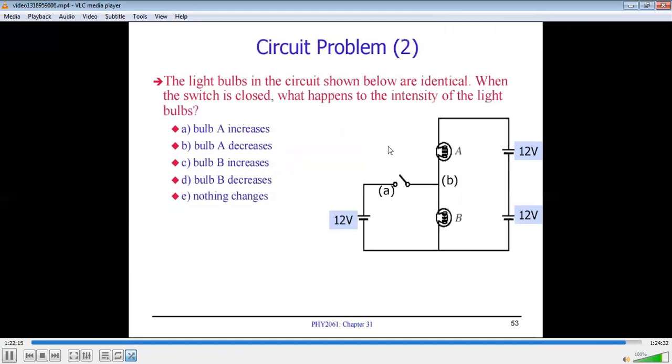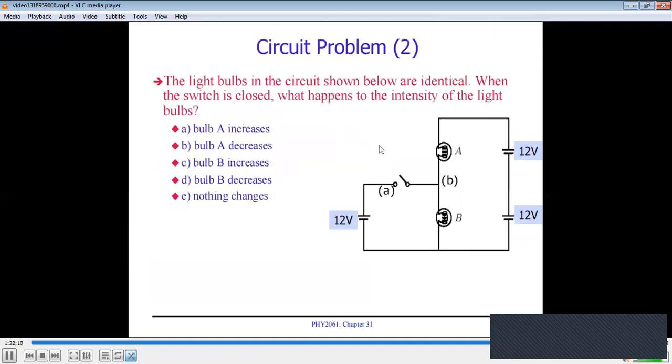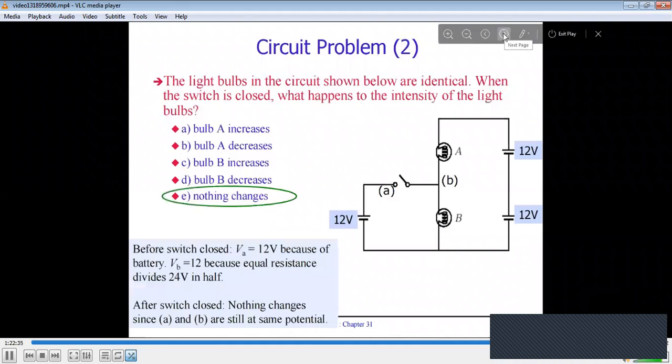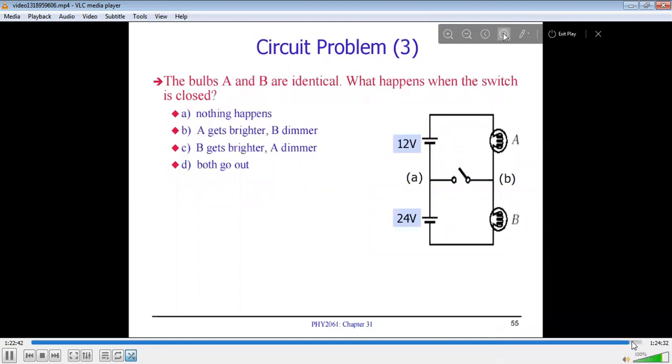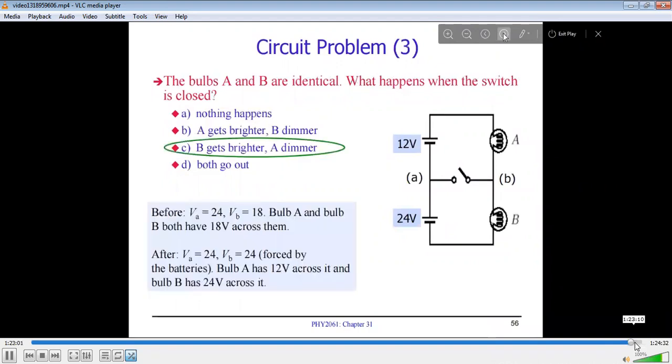The light bulbs in the circuit shown below are identical. When the switch is closed, what happens to the intensity of the bulbs? The intensity of bulb A increases, bulb A decreases, bulb B increases, or bulb B decreases? A and B are identical. What happens when the switch is closed? B gets brighter and A dimmer, because the calculation shows it.